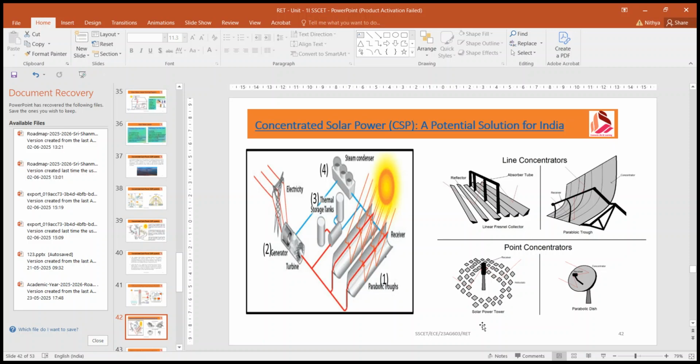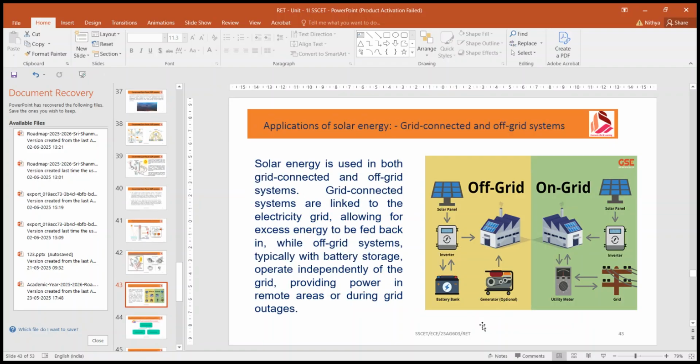Suppose point concentration means there are some more differences. There is a one point contact, like a satellite. At that one point, the maximum energy is absorbed. That absorbed point has to go to the receiving end, and only then is it indicated for the maximum electrical energy systems. So next is the applications of solar energy: grid connected, off grid and on grid systems.